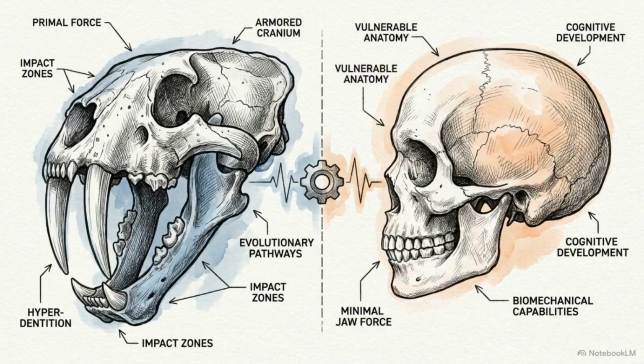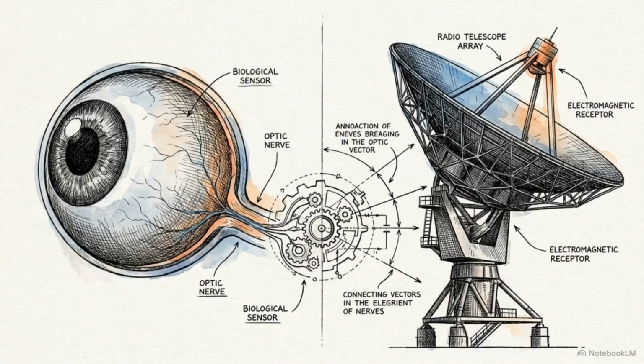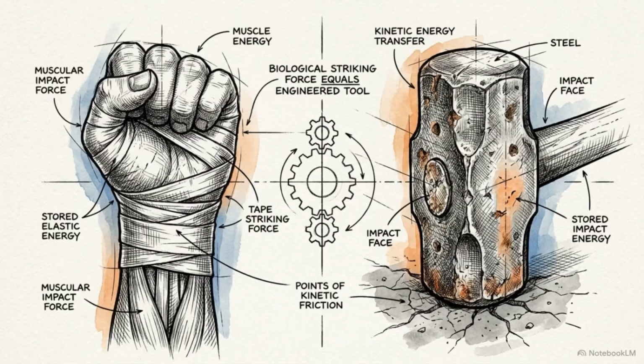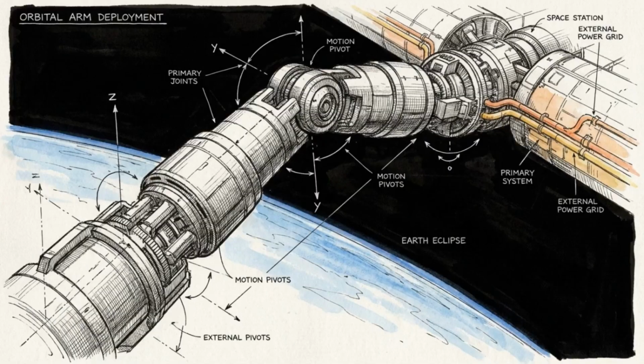Instead of waiting millions of years to grow thicker claws or longer legs, we bypassed the pace of genetic evolution. We built our physical upgrades externally. A telescope is a boosted eye. A hammer is an engineered fist. This is outsourced anatomy, a way for human capability to improve faster than biology allows.